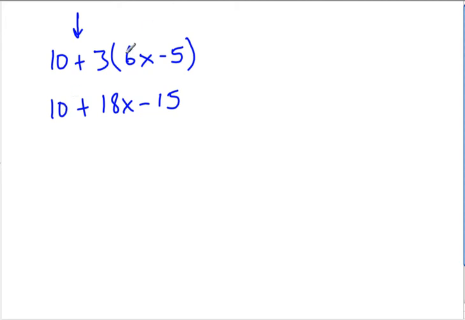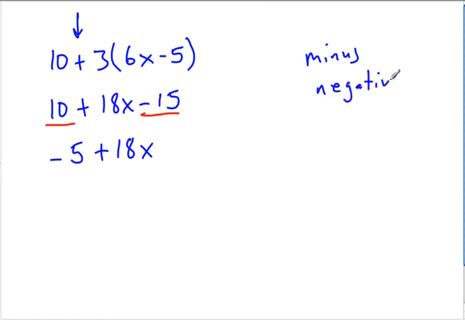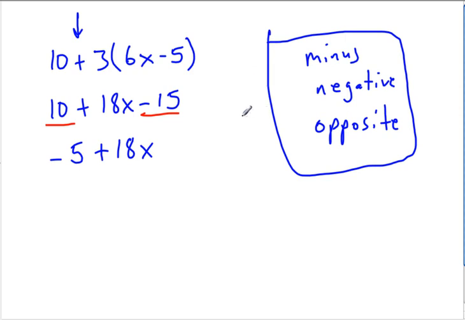So we need to combine like terms here. We have a 10 and a minus 15, or a 10 plus negative 15, or 10 minus 15. Negative 5 plus 18x. Notice you'll hear me use the terms minus, negative, opposite, almost interchangeably. I kind of think of them all in the same way. They all come from this sign here. 5 minus 3, the opposite of 8, negative 8. These are all the same type of stuff.